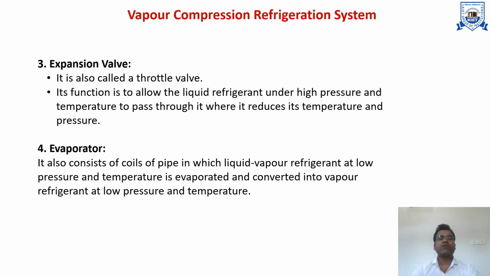The expansion valve is also known as the throttle valve. The process is throttling, and its function is to allow the liquid refrigerant under high pressure and temperature to pass through, where its temperature and pressure are reduced. The evaporator is the last component of the cycle. It also consists of coils of pipe in which the liquid refrigerant at low pressure and temperature is evaporated and converted into vapor refrigerant at low pressure and temperature.